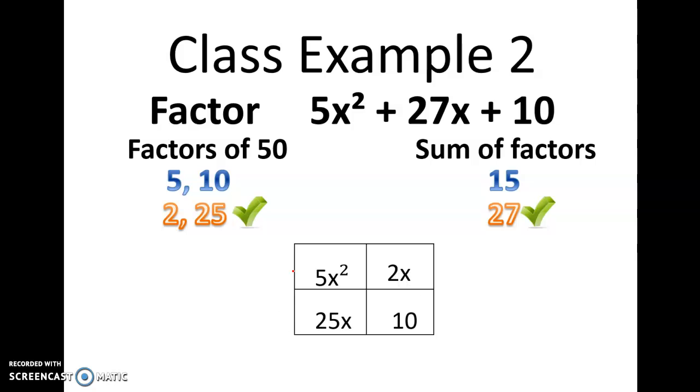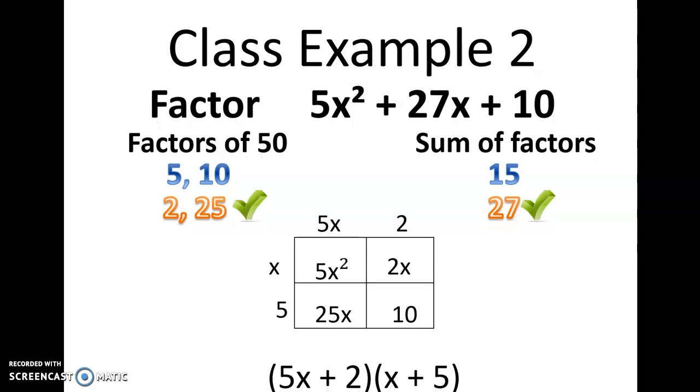All right, then we find the GCF of the rows and the columns. And then this is your binomial times your binomial.